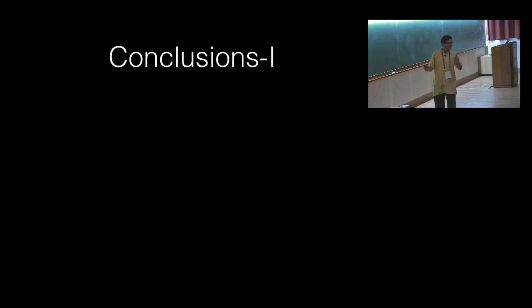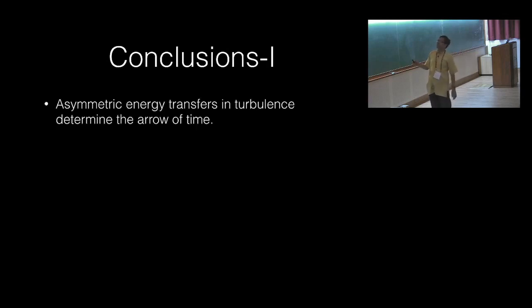So, part conclusion 1. I will come to equilibrium after this, so I have another 10 minutes. Basically, asymmetric energy transfer in turbulence can determine the arrow of time. I just want to make one more remark. The entropy for 3D turbulence does increase. Now, entropy also is slightly tricky.